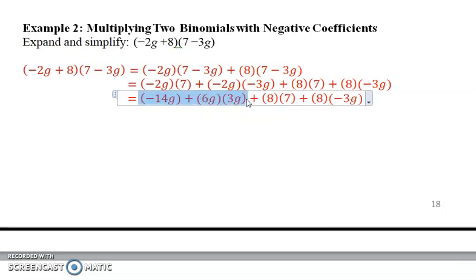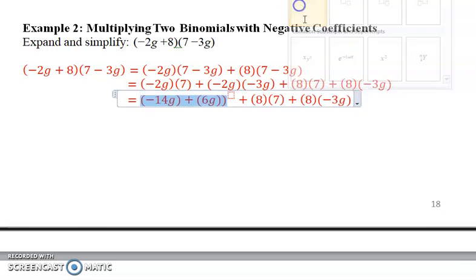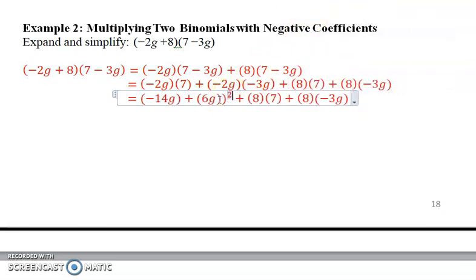Six g squared. There we go. And then 8 times 7, obviously, is 56. And 8 times negative 3g is going to be negative 24g.